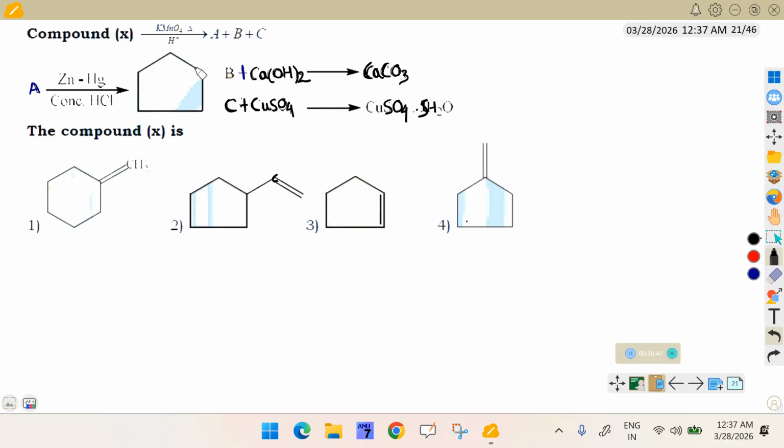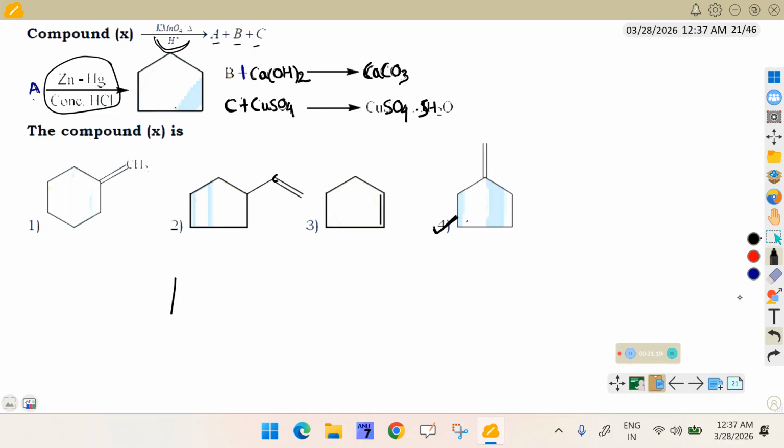Compound X reacts with KMnO4/H plus. Then it gives A plus B plus C. A reacts with zinc amalgam and concentrated HCl. Then it gives alkane. That means A is a carbonyl compound. Carbonyl compounds react with zinc amalgam and concentrated HCl. Then it gives alkane. This is a reduction process. Now identify. The fourth one is the correct option.